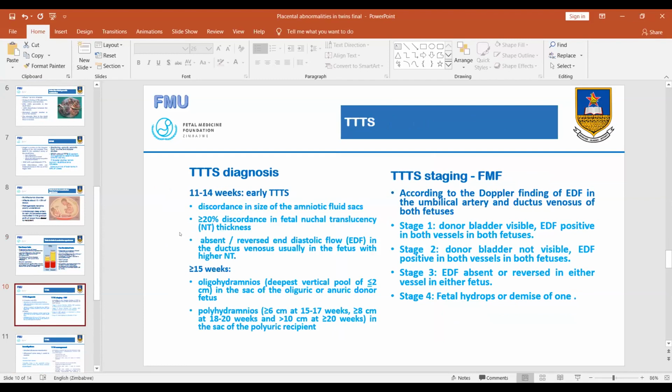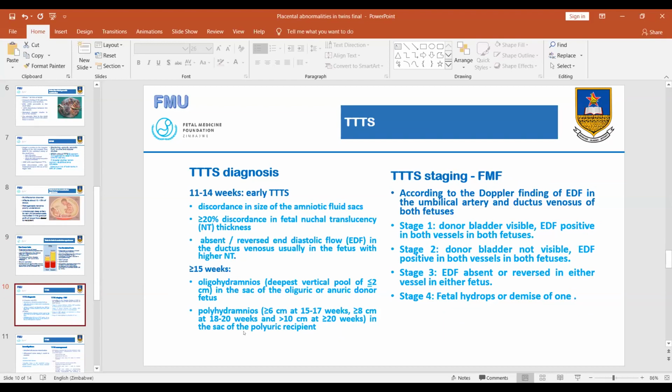Twin-to-twin transfusion syndrome can be picked early on between 11 and 14 weeks. At this point, we are looking at the discordance in the size of the amniotic fluid sacs. And we are also looking at the discordance in the fetal nuchal translucence thickness of greater or equal to 20%. One of the twins can have absent or reversed end diastolic flow in the ductus venosus, and this is usually the twin with the thicker nuchal translucency.